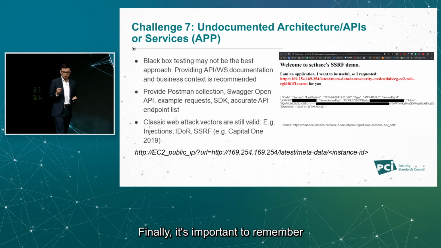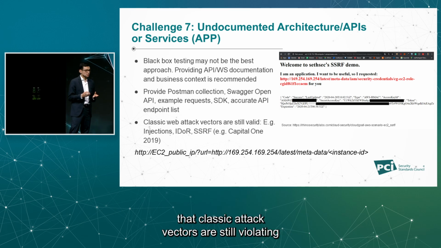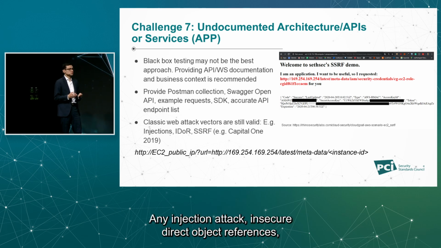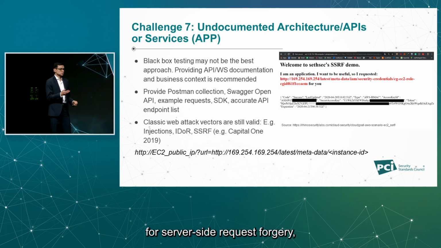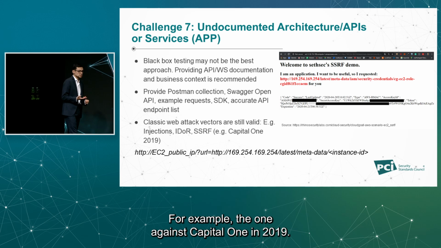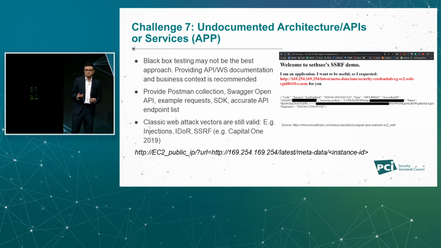Finally, it's important to remember that classic attack vectors are still valid in cloud pen testing. Any injection attack, insecure direct object references, and a special mention, of course, for server-side request forgery, which has been present in several attacks, for example, the one against Capital One in 2019.